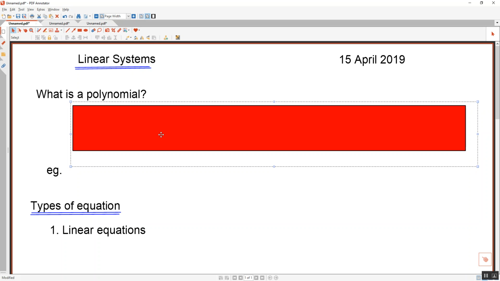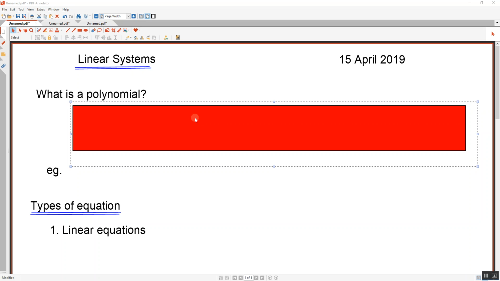Can we elaborate a bit more on that? Yes, Zavi? Nomial is like numeric, so like many numbers. Yes, that's true. So it's got many terms, many numbers. Be more specific. If we're talking about polynomials or even equations, what type of things do you get in an equation? Give me an example of an equation. 2 plus 2 equals 4.